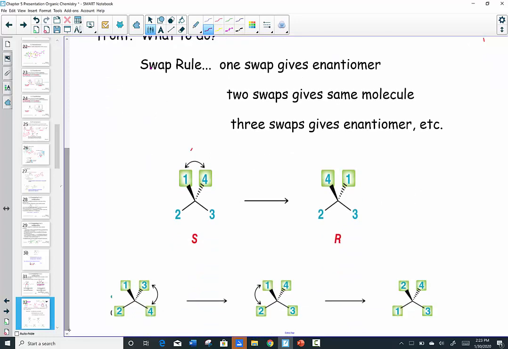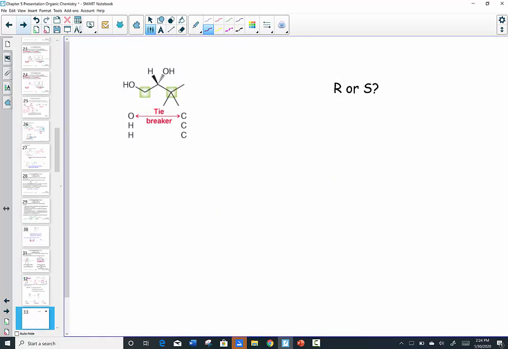We swap once. If this is the original, for my first swap, I want 4 in the back, so I always swap to get 4 in the back. However, that's the enantiomer. It has the opposite configuration of what you want. So you do a second swap, and now you're back to the original conformation. Now, the swap rule allows you to really just quickly decide, is it an R or S configuration?